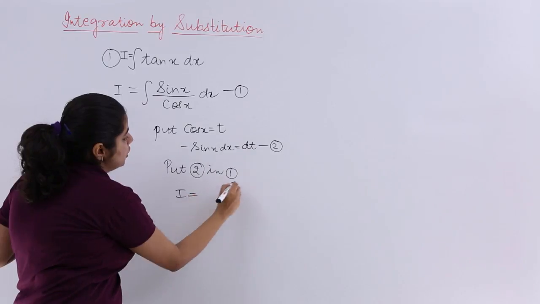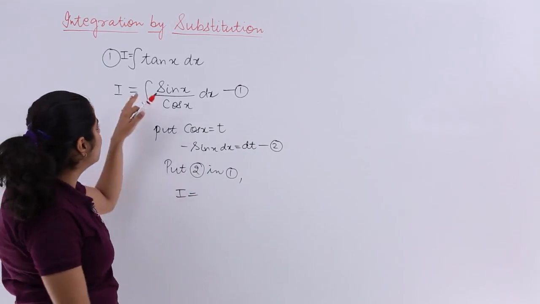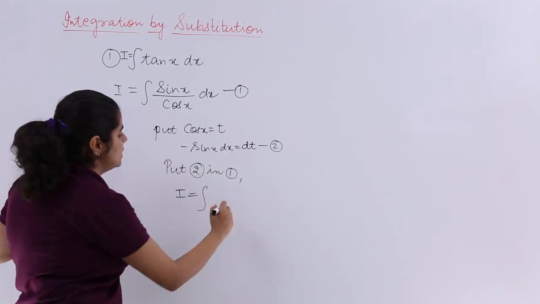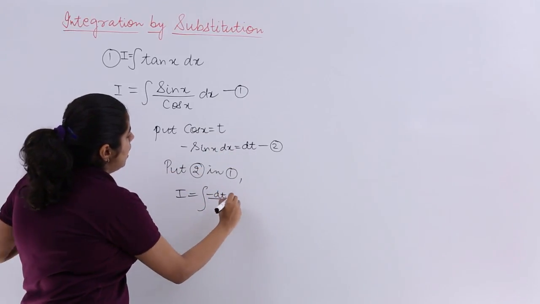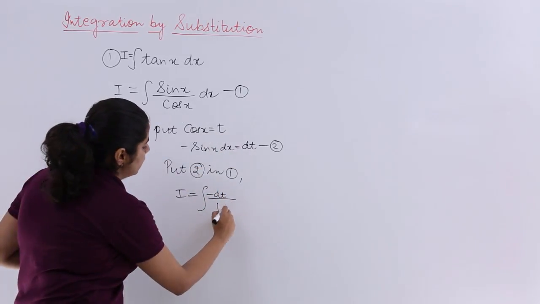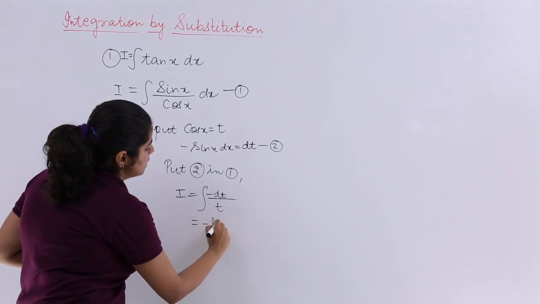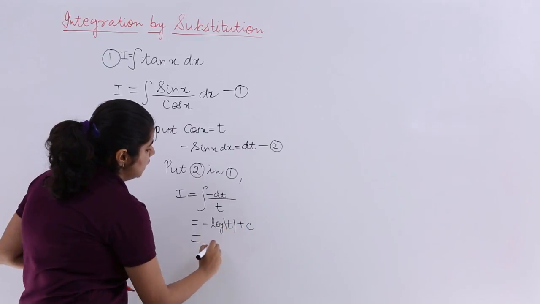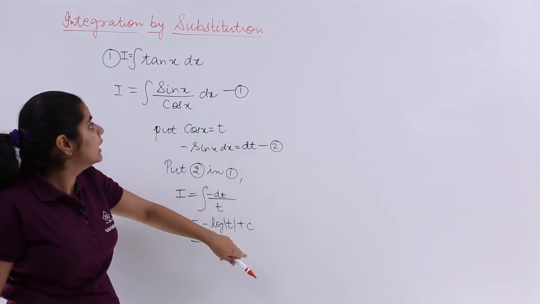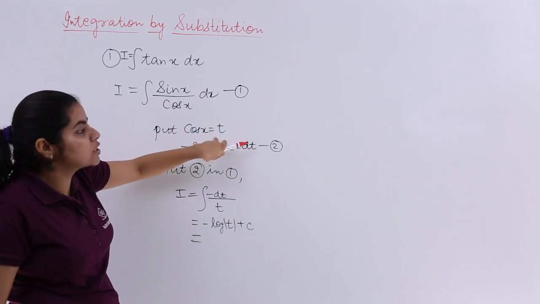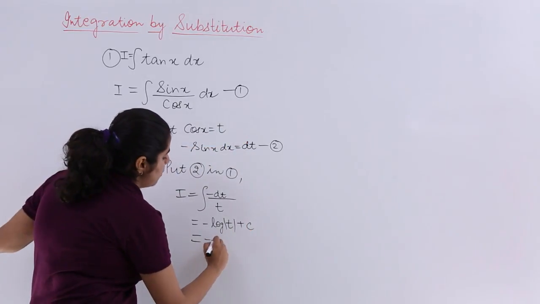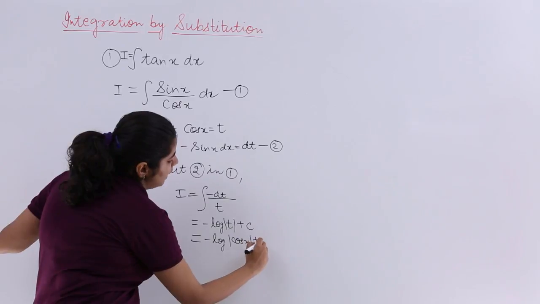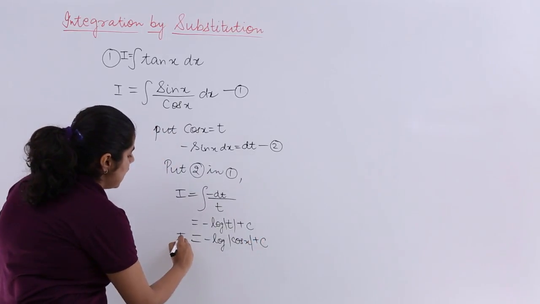Then my I changes, and what is my integral now? It is nothing but the integration symbol, sin x dx makes it minus dt, upon cos x which is t. So, it is nothing but minus log t plus c. What was t? t was nothing but cos x. So, minus log cos x plus c is I.